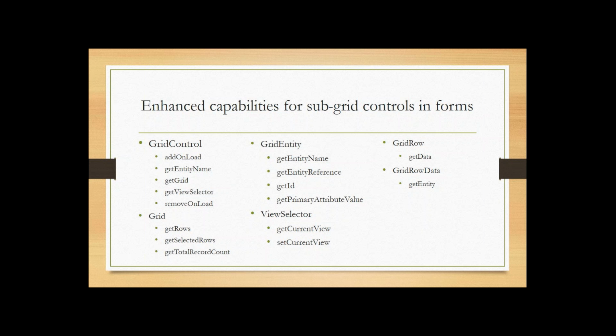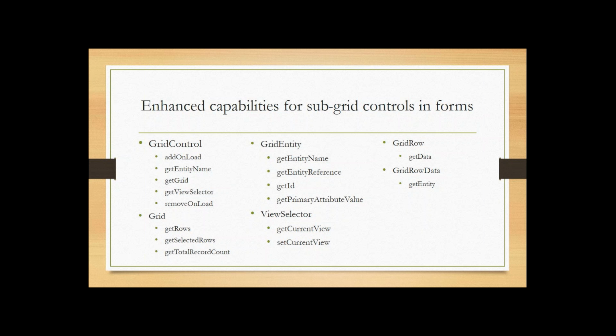The next one is getEntityName. This method will help us to get the logical name of an entity which is displayed in the grid. Next is getGrid. This method will help us to get access to the grid available in the grid control. The next method is getViewSelector. We can use this method to get the view selector available for the grid control. Next one is removeOnLoad. This method is used to remove the event handler which is attached to the grid onload event.